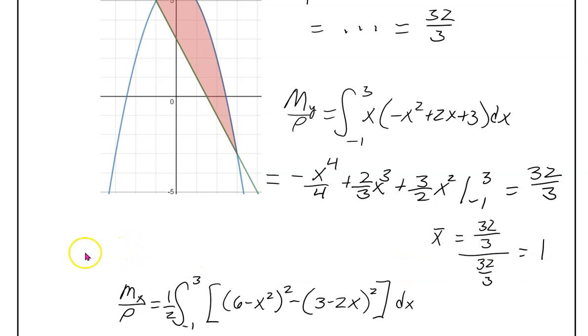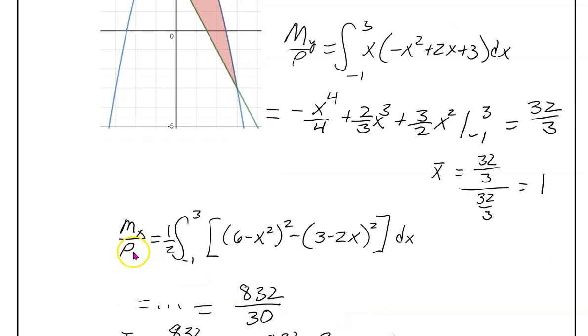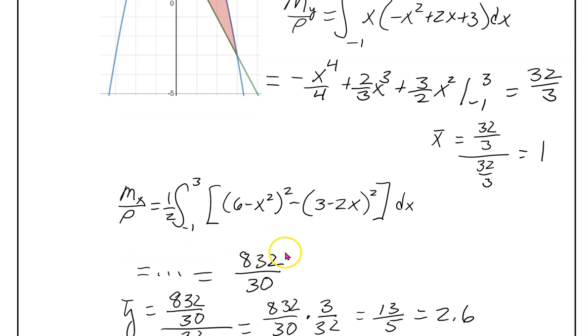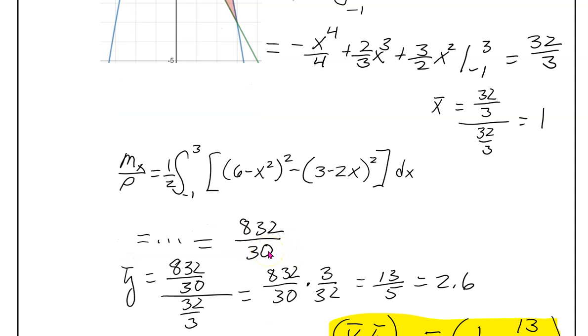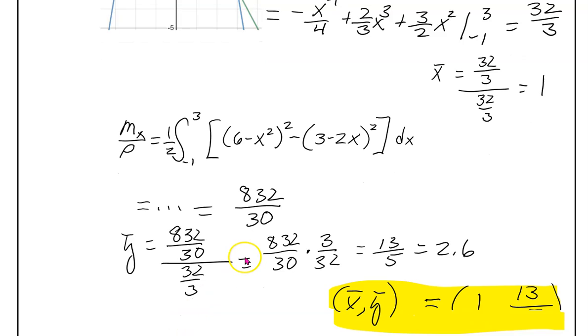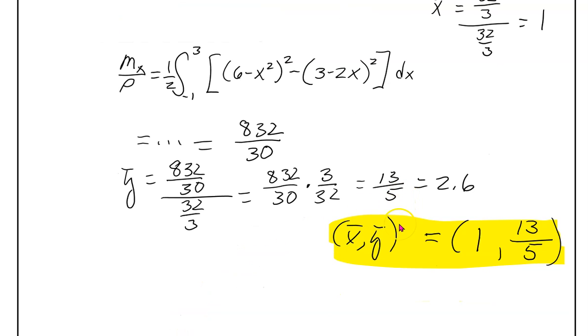Now we need to find the y bar by taking the moment in the x direction, that tendency to rotate off the horizontal seesaw, and that is computed by taking rho times the difference of the squares of the functions. Since we're dividing by rho, that gives us, if you work out the algebra and the calculus, 832 divided by 30. Then we again divide by 32 thirds, and that gives us 13 fifths.